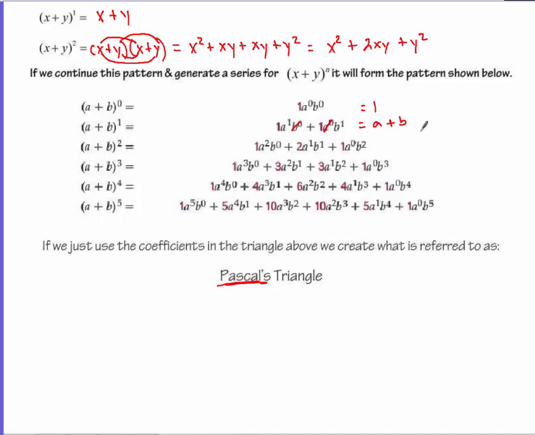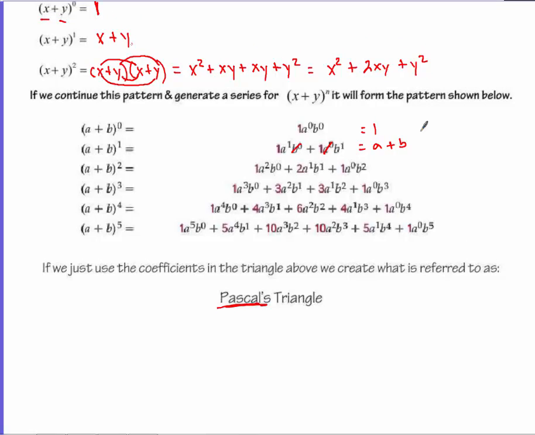We went 1, then we went x plus y, and now we're going to go x squared plus 2xy plus y squared. So we take a look over here, we do a plus b squared. Well, it's 1a squared, b to the 0, so that's 1a squared. Plus 2a to the 1, b to the 1, so that's 2ab. And then plus 1a to the 0, which is 1, b squared. So see, this right here is the same as this right here. And this pattern persists. We can see this pattern if we keep going.